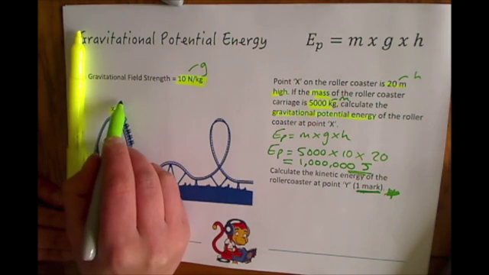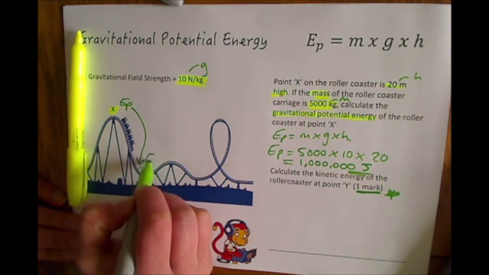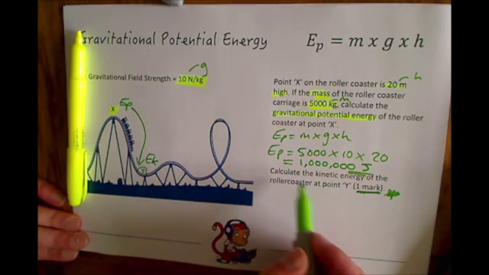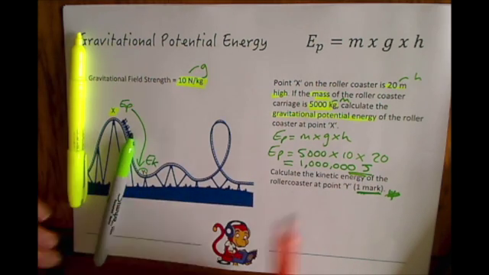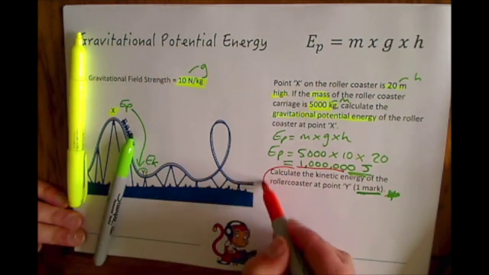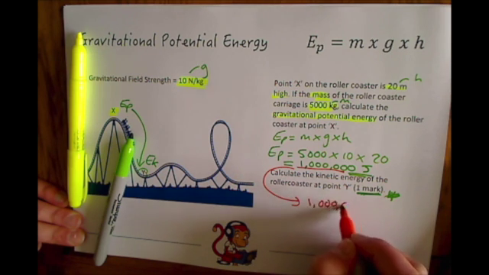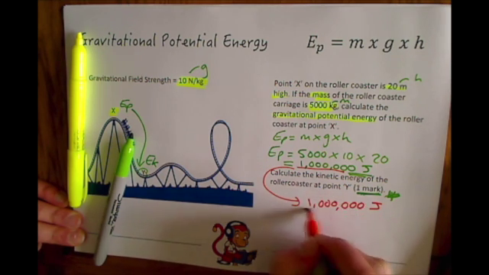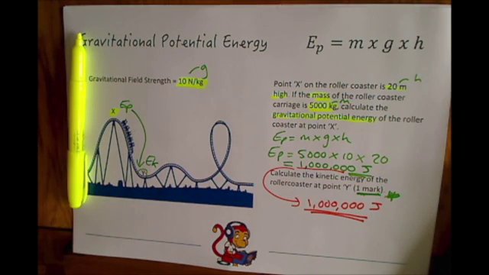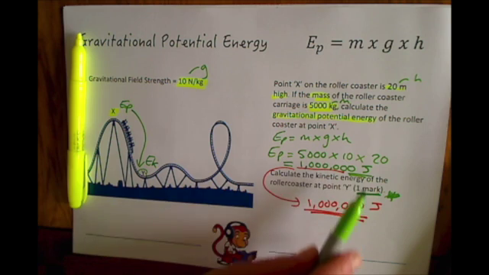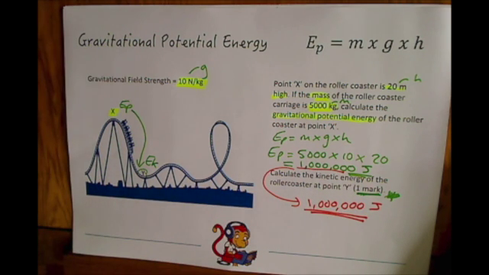And if you remember that all the gravitational potential energy is transformed into kinetic energy, then at point Y the roller coaster will have a kinetic energy which is equal to the answer that we've calculated here. So at point Y the kinetic energy is 1,000,000 joules. Okay, so very well done if you got those answers correct. Don't forget to put the units on your answers, and don't forget to look out for those 1-mark questions.